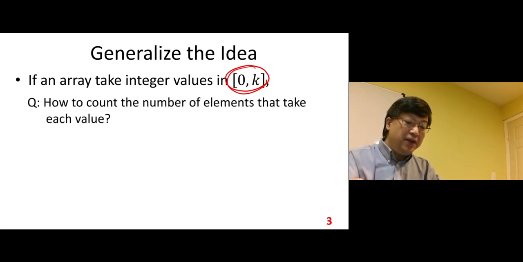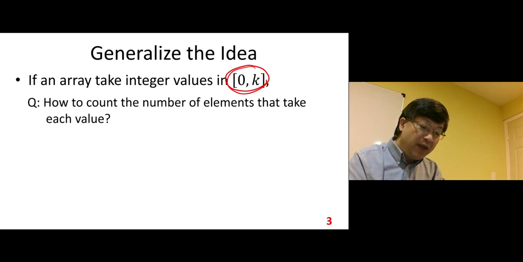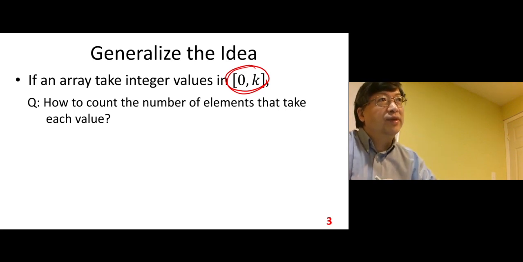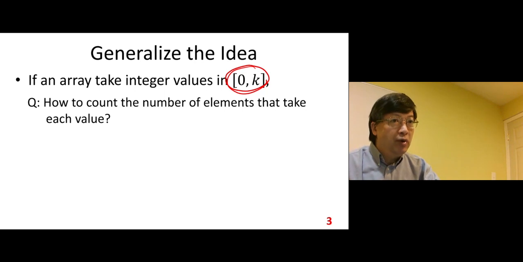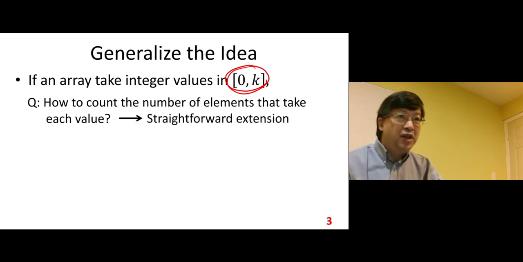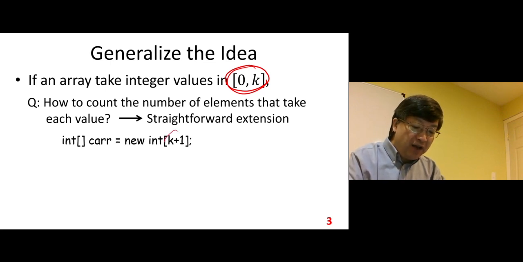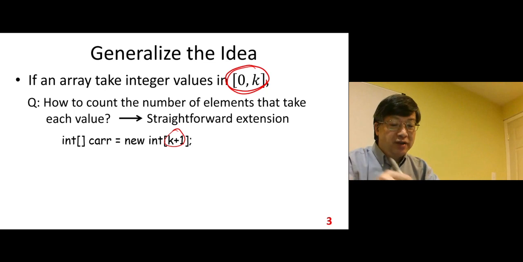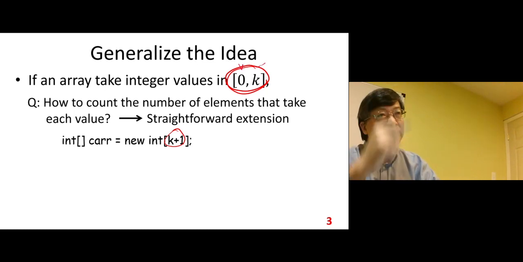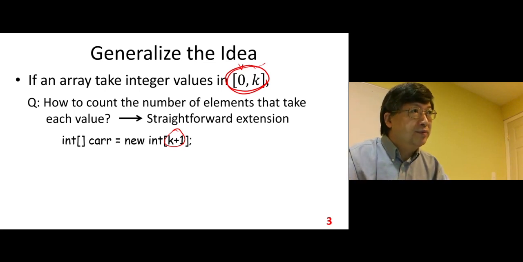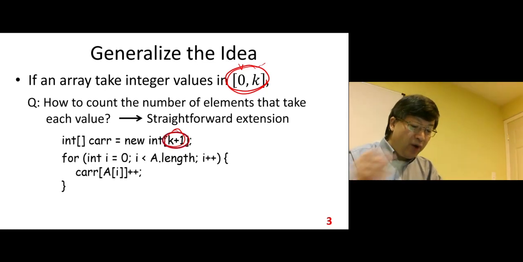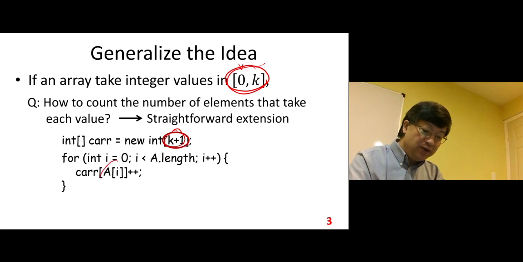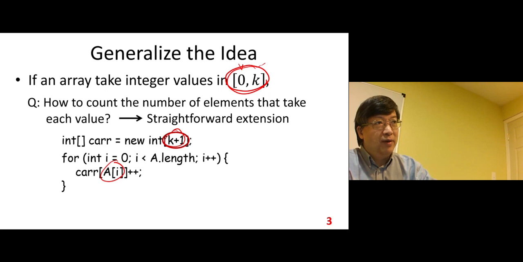Now we can use a similar idea. We want to count the number of elements that take each value. To do that, we just generalize the previous idea in a straightforward way. Straightforward extension. This time we take k plus 1 values, because from 0 to k. So for each value, we use one counter to do the counting. So we need k plus 1 elements. Then we run a for loop using the same way we used before. So that's a perfect way to do the counting.